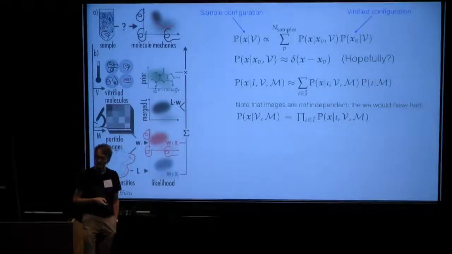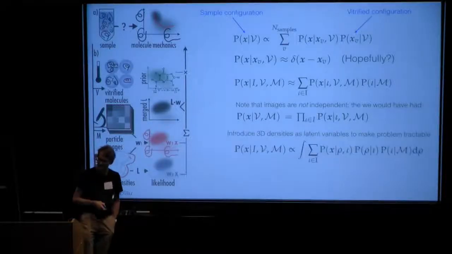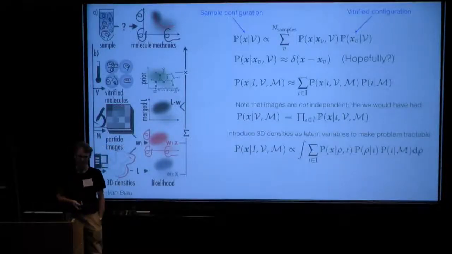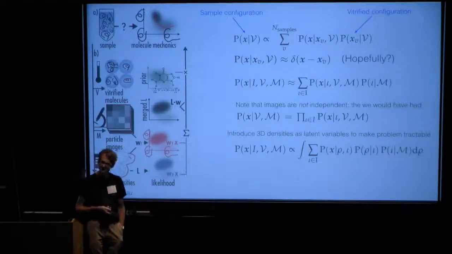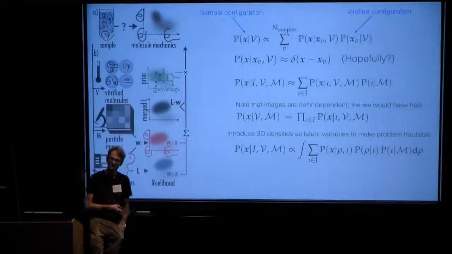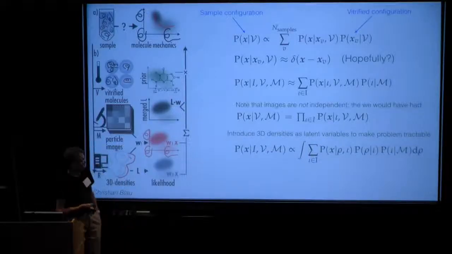So what we do is that we cheat, and we cheat by introducing these latent variables in the form of the 3D densities. And this is literally cheating. The 3D densities are a nice tool and they help us in many ways, but in principle, we would like to get away from the 3D densities. We haven't been able to do it thus far.